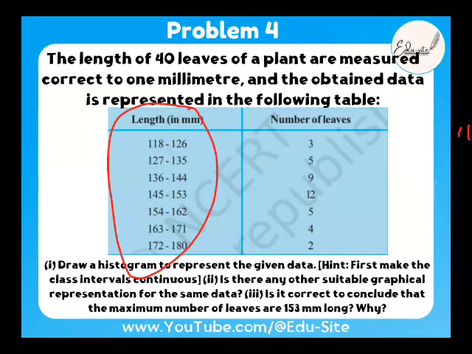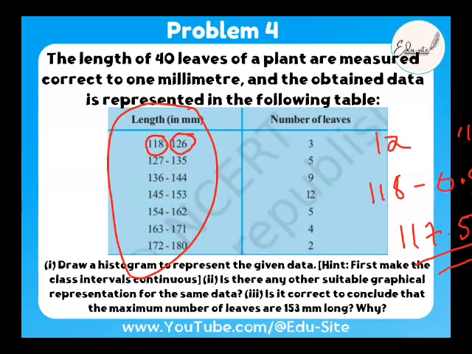117.5 to 126.5, correct? Why did it become 117.5? 118 जो lower class है, इसमें से बेटा you have to subtract 0.5. What is 118 minus 0.5? Yes. जो upper class है, जो 126 है, इसको आप 0.5 add करोगे. ये changes आप करोगे, ठीक है?